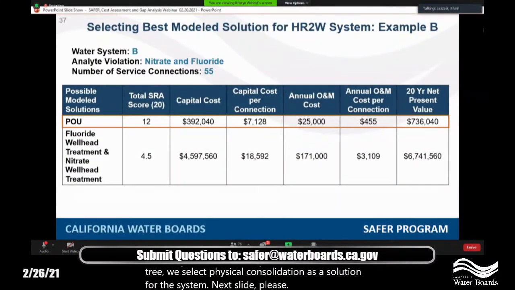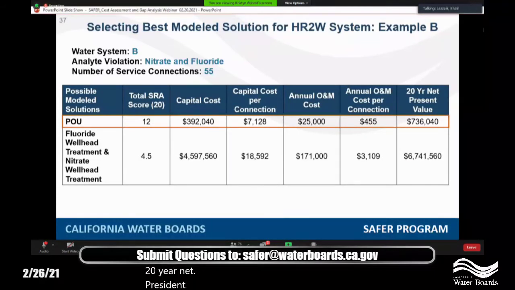So here, system B has a couple of violations. We have nitrite and fluoride violations, and we have 55 service connections. In this case, we only have two modeled solutions that are available for this system, and so we just go with those, obviously. And since physical consolidation is not an option of those 2 solutions, we just pick the non-physical consolidation option that has a lower 20-year net present worth.